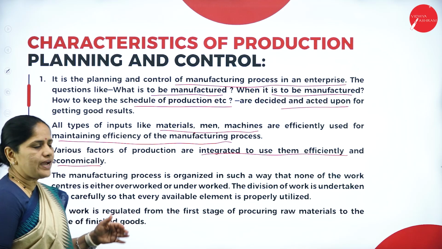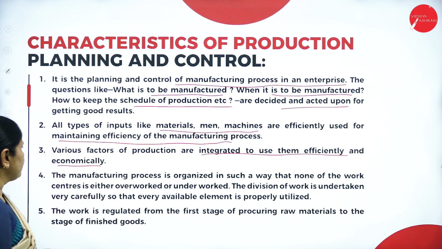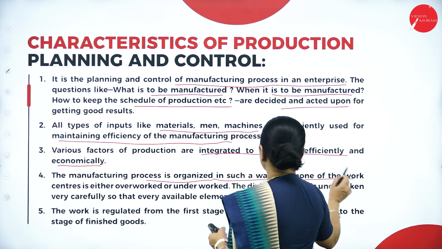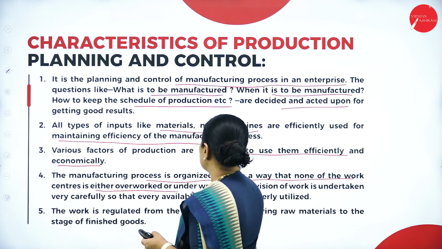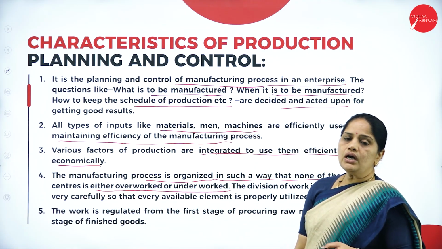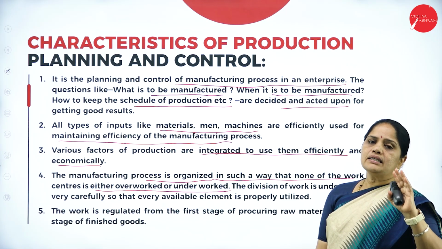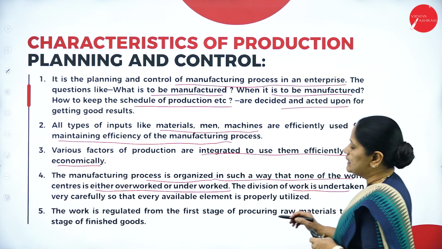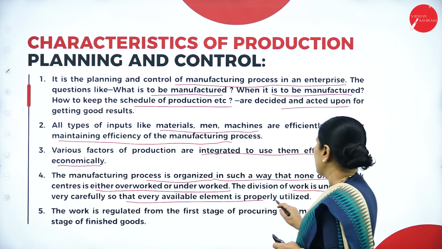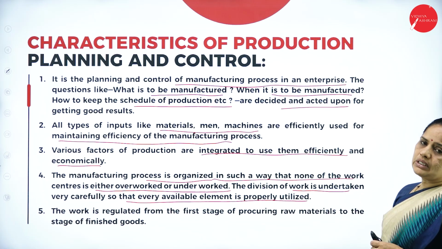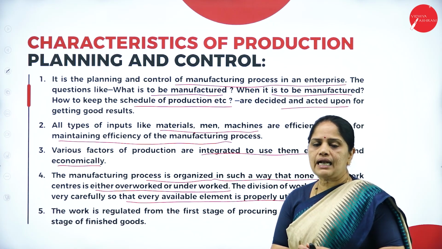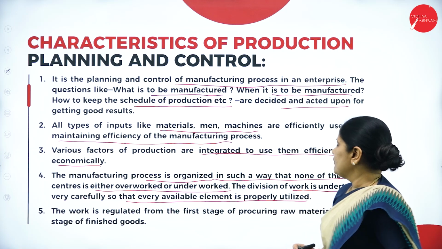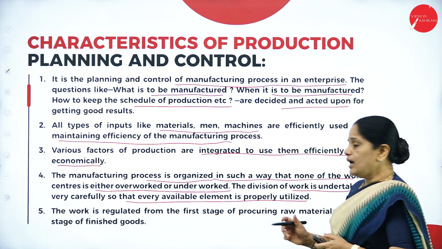With the help of the various factors of production, we will be able to make use of them efficiently and economically. The manufacturing process is organized in such a way that none of the work centers is either overworked or underworked. So you have to plan it in such a way that the process is neither overworked nor underworked. The division of work is undertaken very carefully so that every available element is properly utilized. So we have to take care to see that no part of the production process is overworked or underworked, and also every element is properly utilized in the production house.